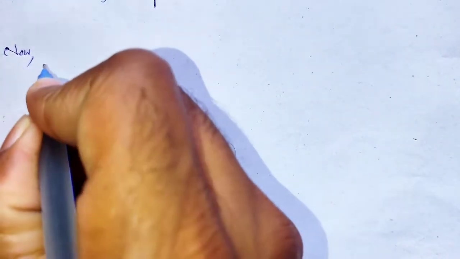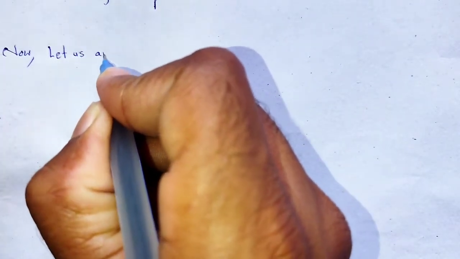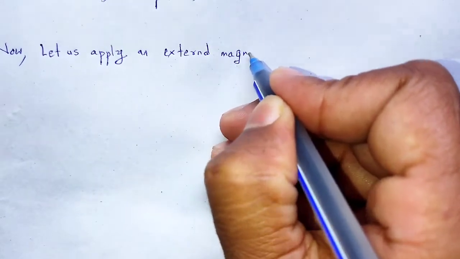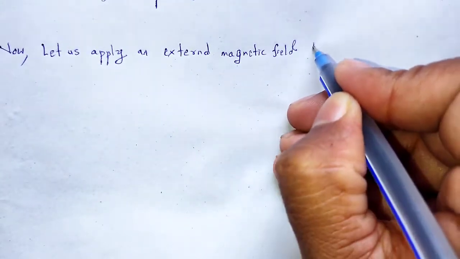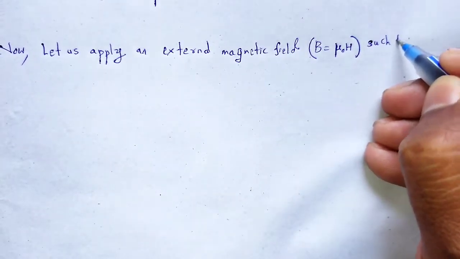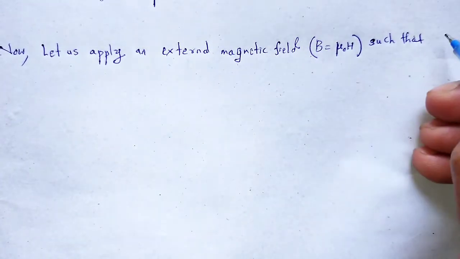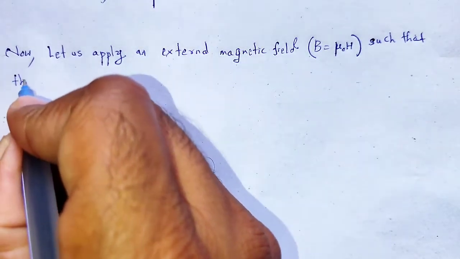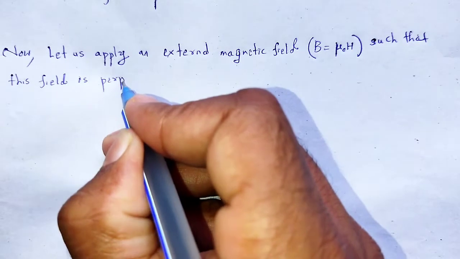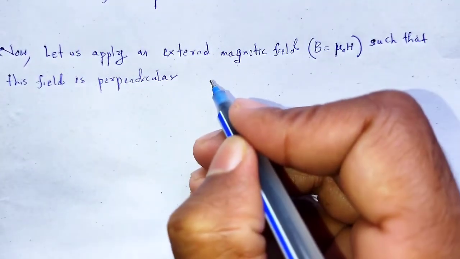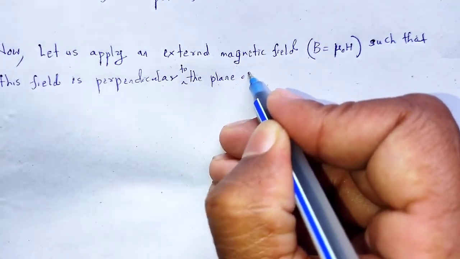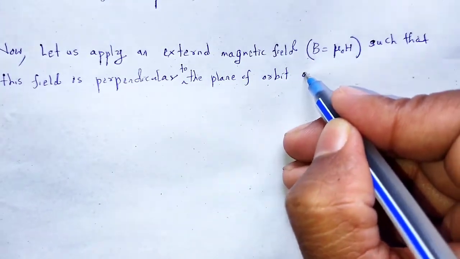Now, let us apply an external magnetic field, that is B is equal to mu naught H, such that the applied external magnetic field is perpendicular to the plane of the orbit of the electron.